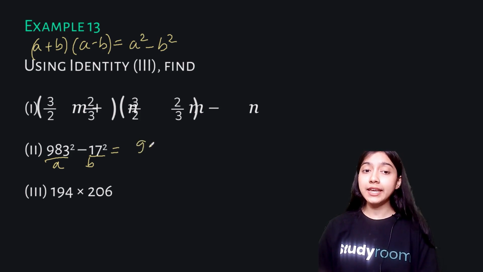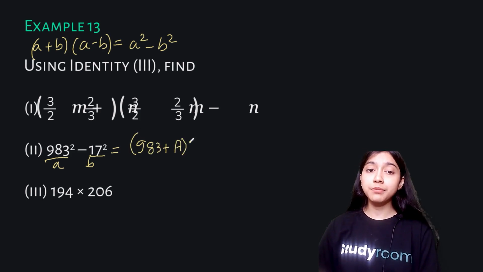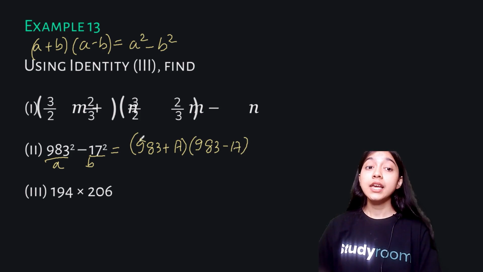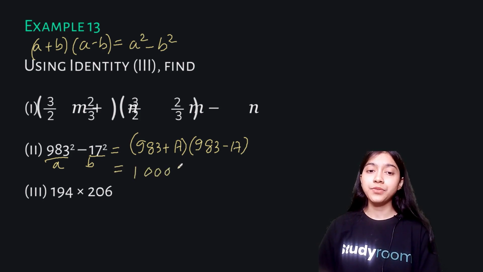So we'll take A, that is 983, plus B, that is 17, and it will be multiplied with A minus B, that is 983 minus of 17. Because A square minus B square gives us A plus B multiplied with A minus B. When we do 983 plus 17, this gives us 1000. And it should be multiplied with 983 minus 17, which gives us 966. So ultimately our answer will be 966000.